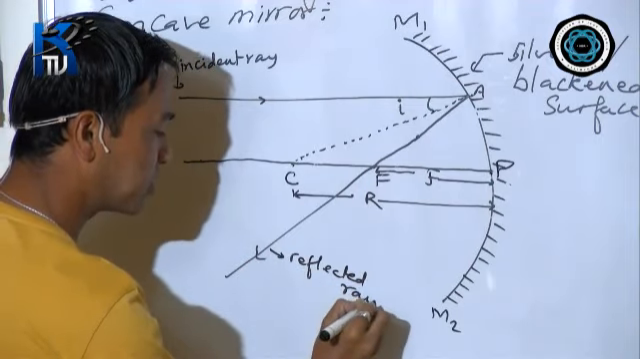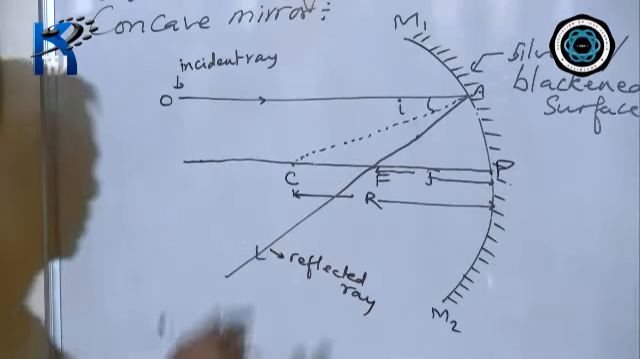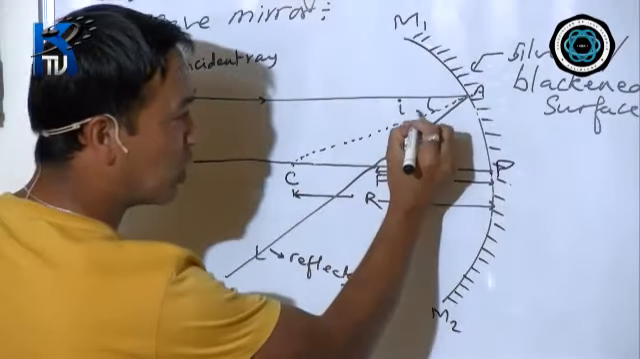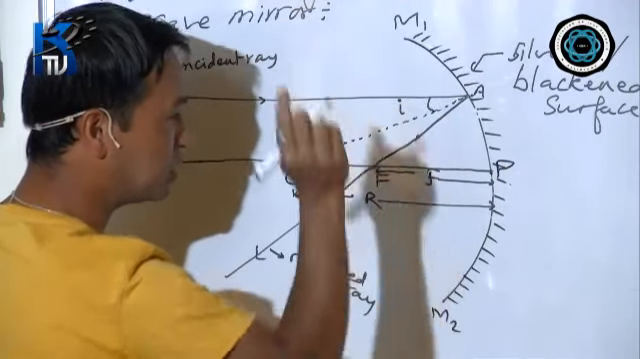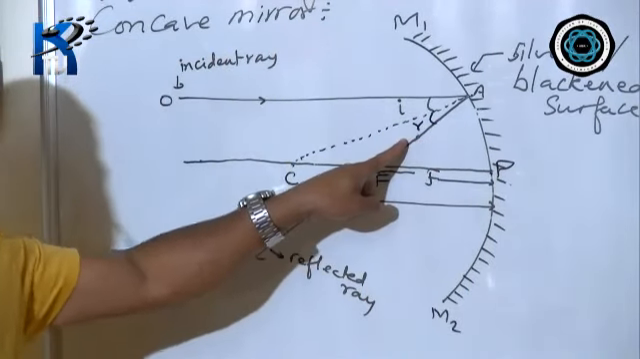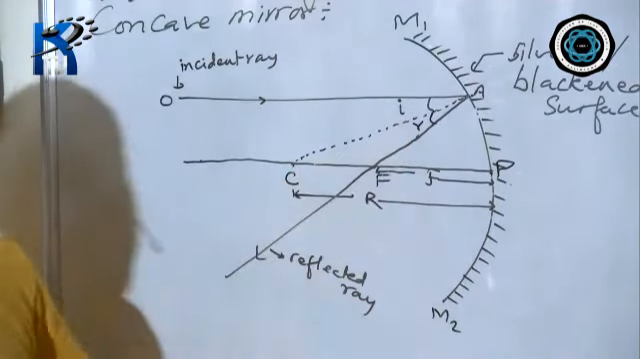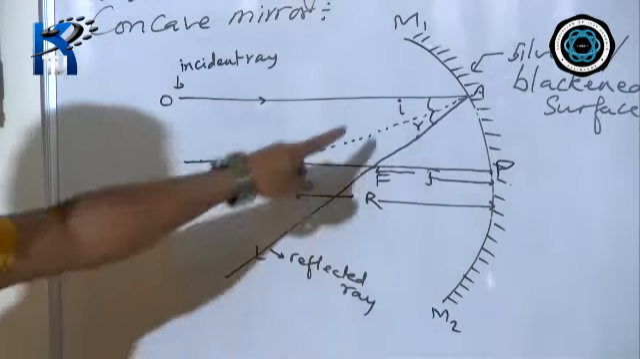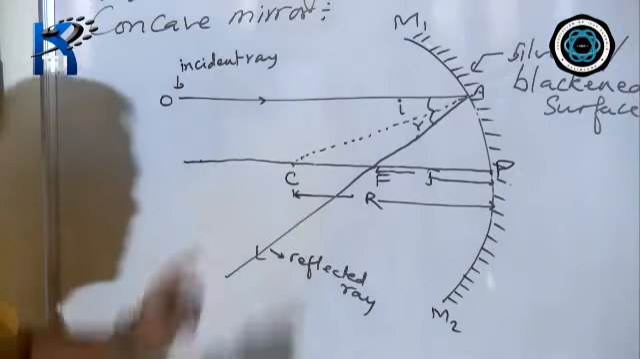So this is the reflected ray, and this is the incident ray. So we follow the laws of reflection. This is the angle of incidence, and this is the angle of reflection. So I am marking this by r. So this r is called the angle of reflection, and i is called the angle of incidence.